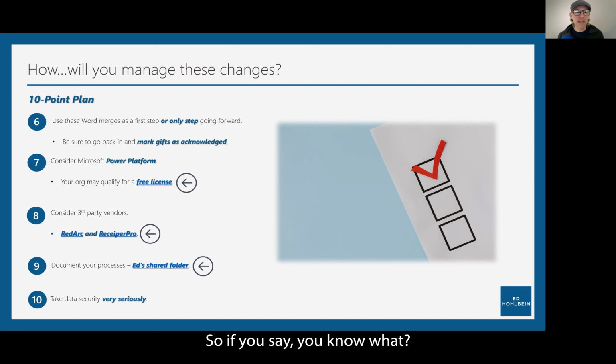So if you say, you know what, I've got my Word merges set up outside of Raiser's Edge. I'm using Raiser's Edge data exported using my standby, my go-to donor acknowledgement letter file in REmail. I've got those set up. It's rocking. It's rolling. I'm good. We're just going to do that. That's okay. That's your new way of working. There's actually some benefits of working this way.